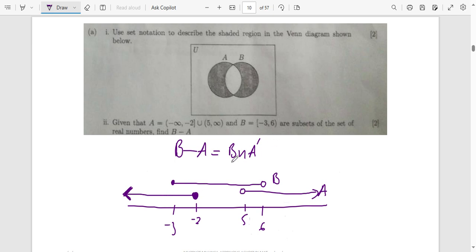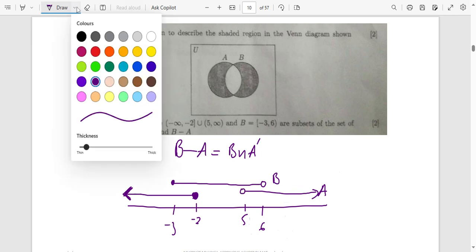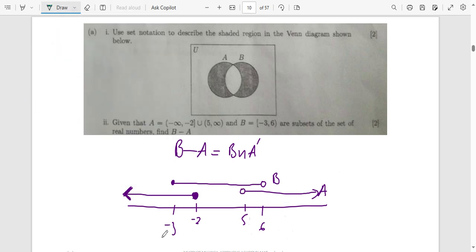But look at the question that you've been given. What you've been asked is to find B intersection A complement. Now A is from negative infinity to negative 2, and then from 5 to infinity, meaning that the only thing that is outside A is between these 2 points. This is going to be A complement. This 5 will be shaded because 5 is not in A, but negative 2 will be open, because the rest of the elements are in A. So this is the only region that is outside A.